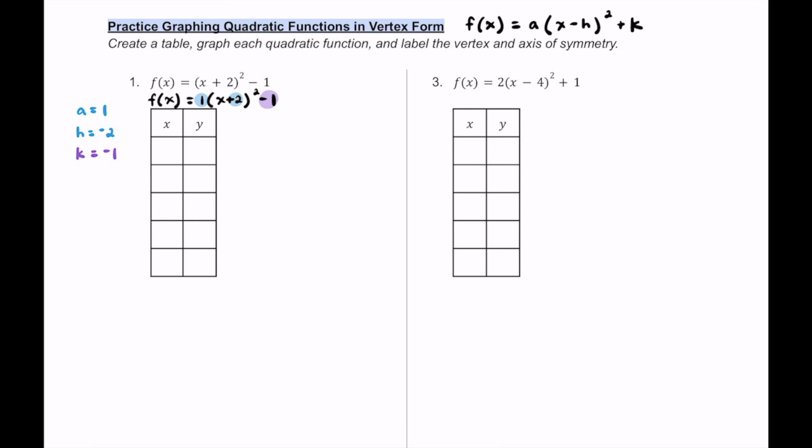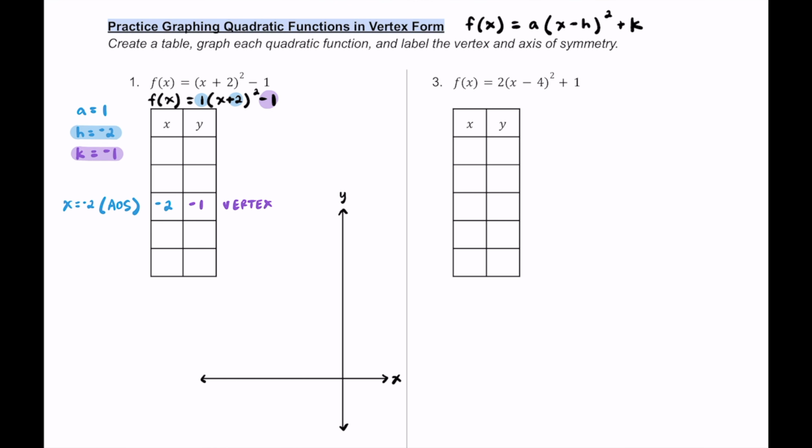Unlike standard form, graphing from vertex form is much more convenient. We know h is equal to negative 2, so that's actually going to be our AOS. So that means that x is going to equal negative 2. I'm going to go ahead and put negative 2 in right over here, but the AOS, or axis of symmetry, is going to be x equals that negative 2. That's the AOS right over here. What's also convenient about vertex form is that the y value we already know for the vertex, and that's going to be negative 1. So this is where the vertex is going to be located. It's going to be at this point of negative 2 comma negative 1.